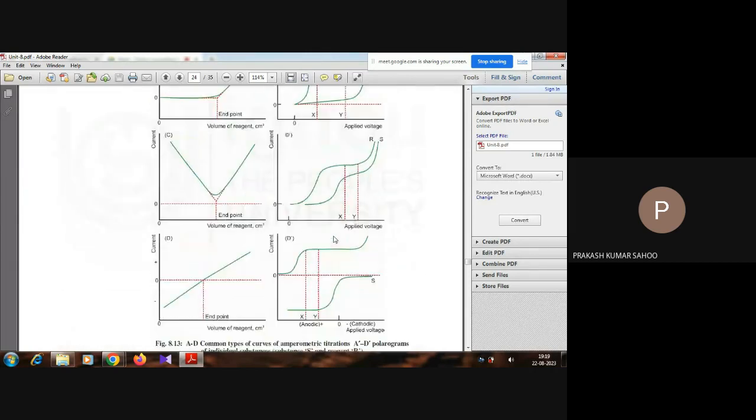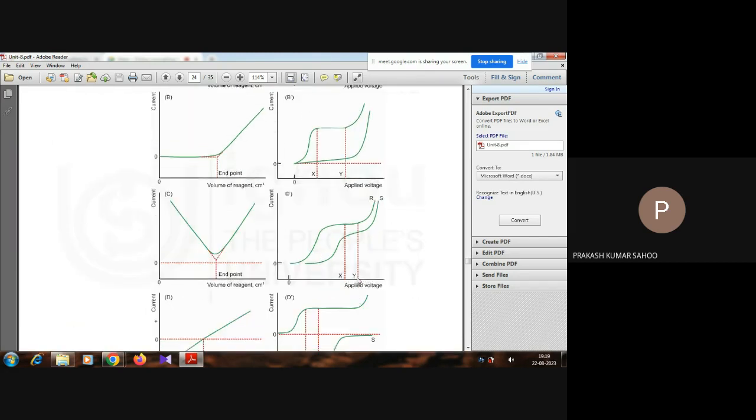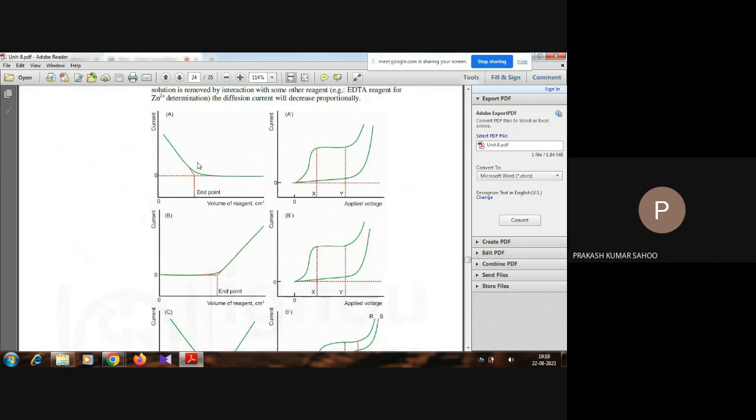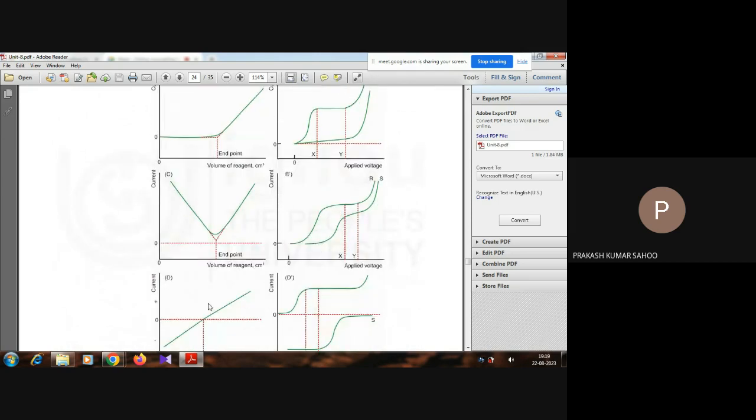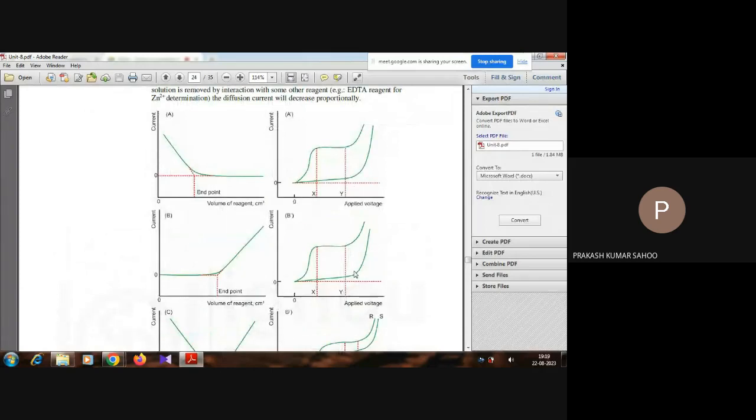Similarly, these types of curves are here. I will just read out this one from A to D. Common type of curve of amperometric titration, and A dash and D dash are the polarogram of the individual substance. So on the left hand side we have the amperometric titration, and on the right hand side we have the polarogram, that is applied voltage versus current. So this is just a titration.